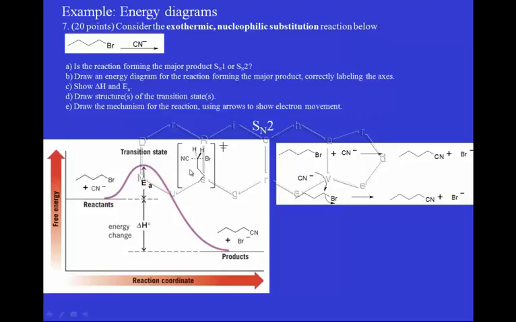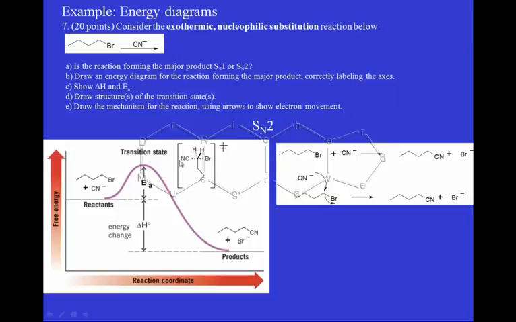The next thing we want to look at is the nature of the transition state. Now this transition state here is drawn in such a way that the CN and the Br will be at 180 degrees to each other, and these two H's and this C down here will actually all be in the same plane. The overall shape for this transition state structure is effectively trigonal bipyramidal.